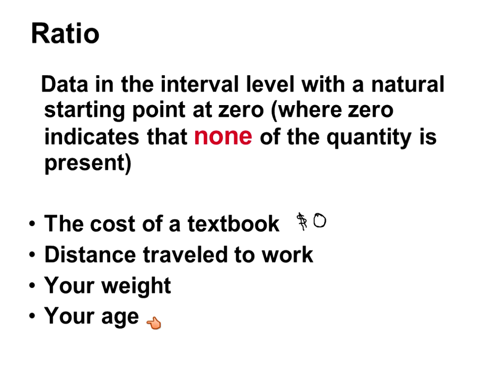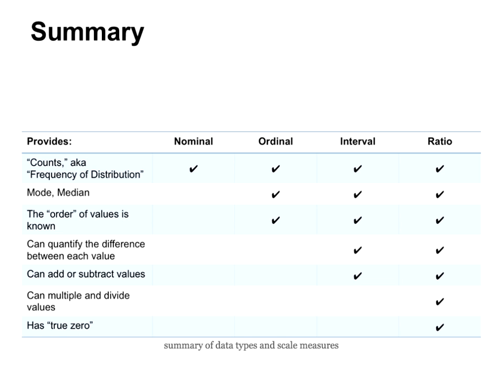Okay, so those are examples of ratio data, and now I have another exercise for you. This is a summary, and it's everything we've already talked about, but just in a different format. Ratio data has all of these checks because it provides all this information. Ratio data has a true 0, and we can multiply and divide values when we have ratio data.